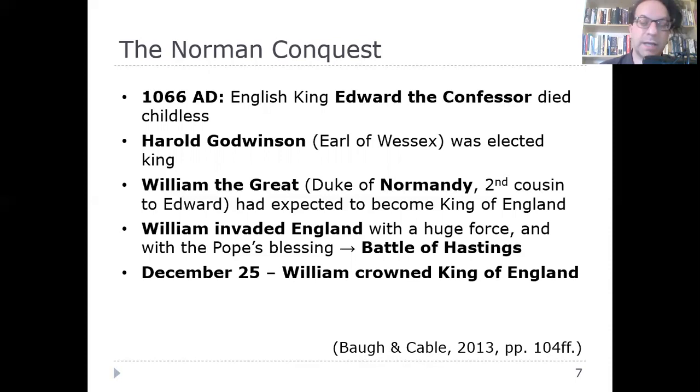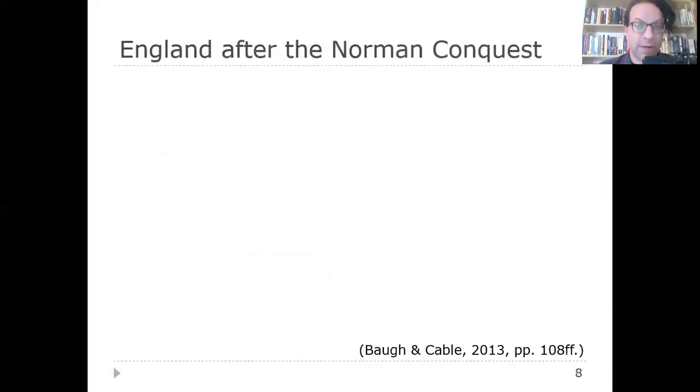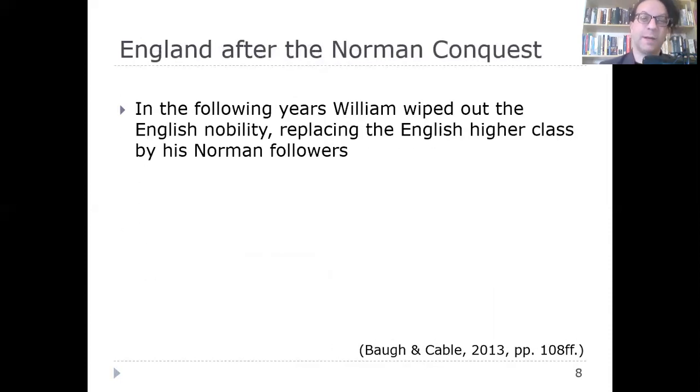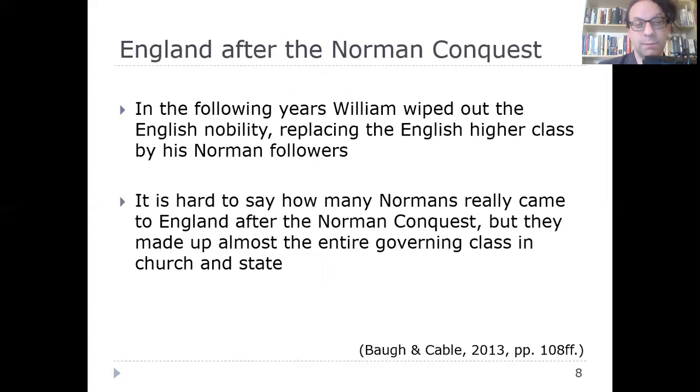And William and his force made their way to London. And in London on Christmas Day, so right before the end of the year, William is crowned the King of England. Right. After the Norman conquest, William then went on to basically wipe out the English nobility, which means replacing many of the important Anglo-Saxon people by his own Norman followers, French-speaking people.